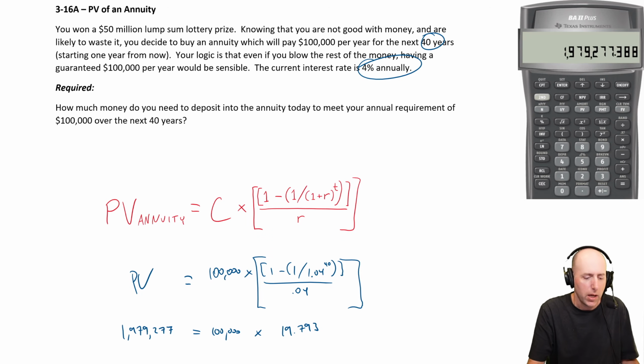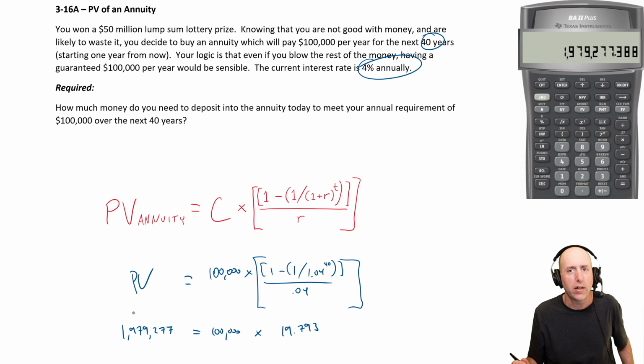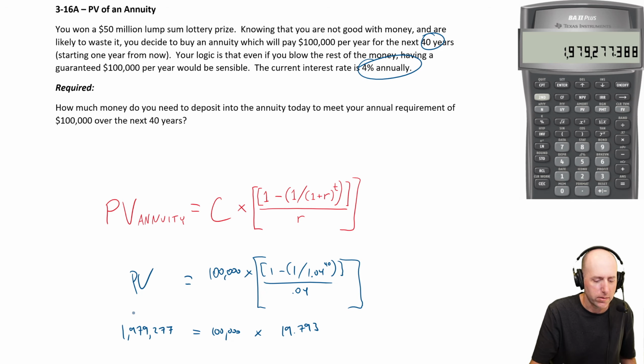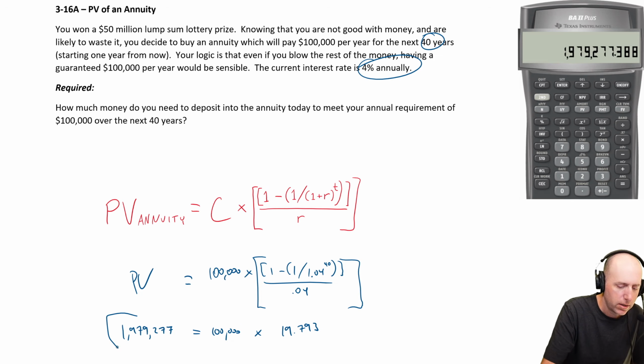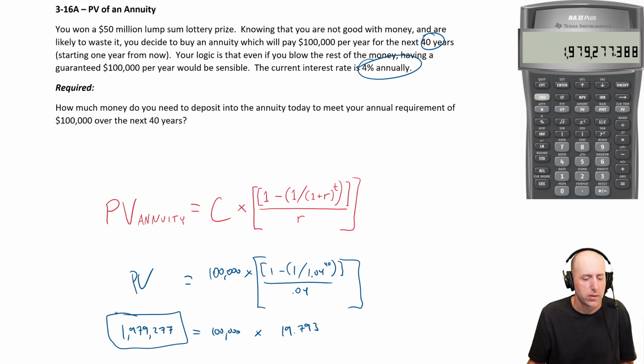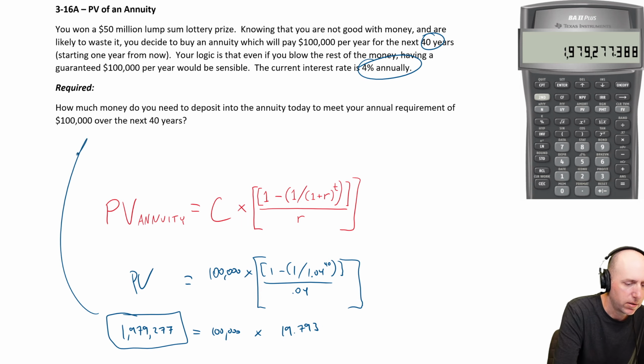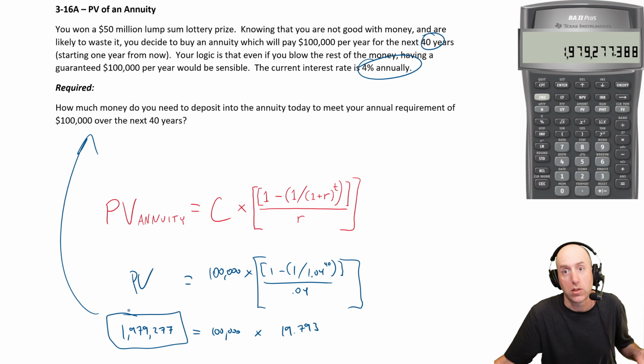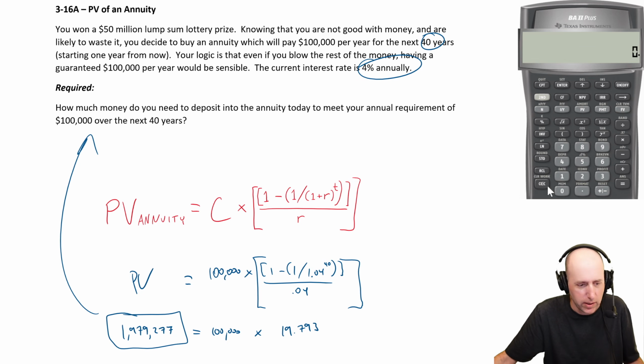So I won $50 million. Congratulations to me. If I want to lock in $100,000 a year for the next 40 years, basically the rest of my life, that's how much money I need to set aside right now. So that is the PV of the annuity. We've answered the question. So if that's all you need, great. If you want to see it done in the calculator, stay tuned.